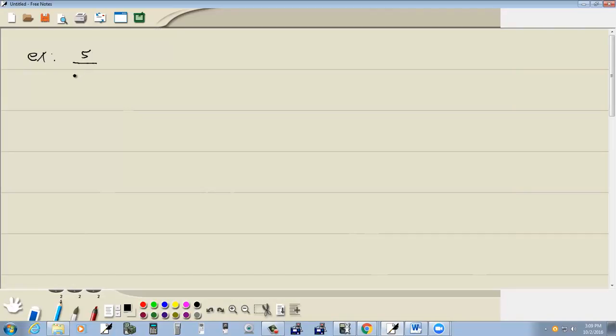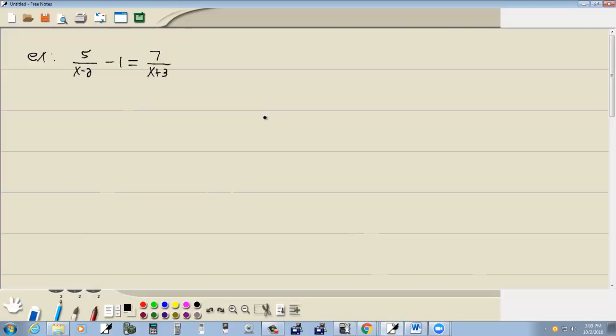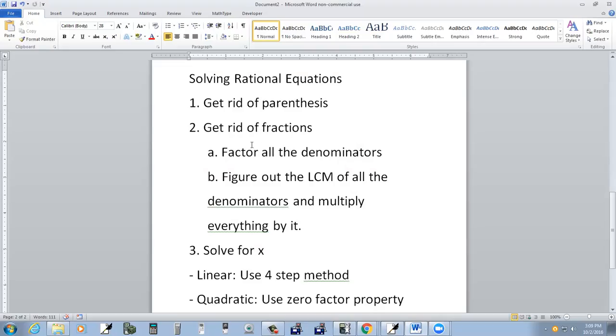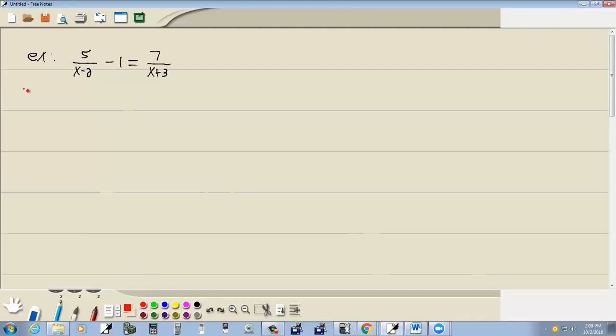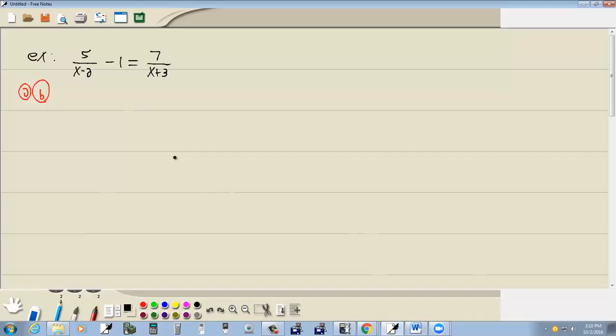We've got 5 over x minus 2, minus 1, is equal to 7 over x plus 3. Step 1, get rid of parentheses. Don't have any. Step 2, get rid of fractions. I do have fractions. First substep says to factor all the denominators. Well, these are factored as much as they can be. So our second substep: figure out the LCM of all the denominators and multiply everything by it.